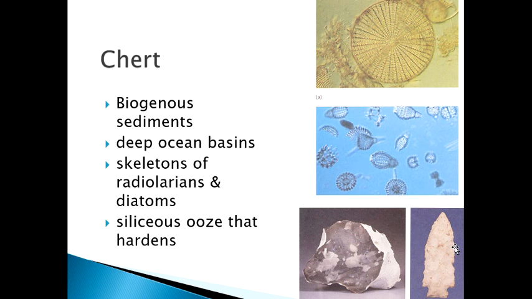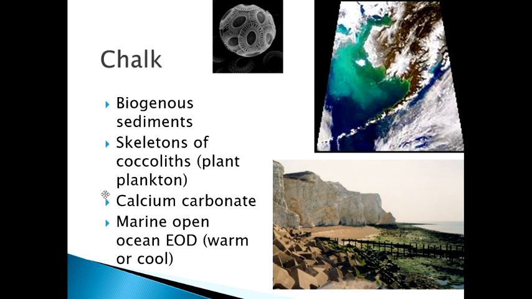Chalk is another type of sedimentary rock or biogenous sediment. Here the skeletons are from coccoliths, which are calcareous plants. They can be so abundant that they turn the ocean waters green. The upper right picture here is a satellite photo of Alaska. So the brownish part is Alaska, and this is the Gulf of Alaska in summertime, turned green because of so many coccoliths floating around in the water.